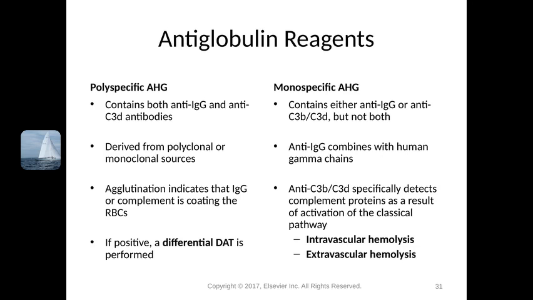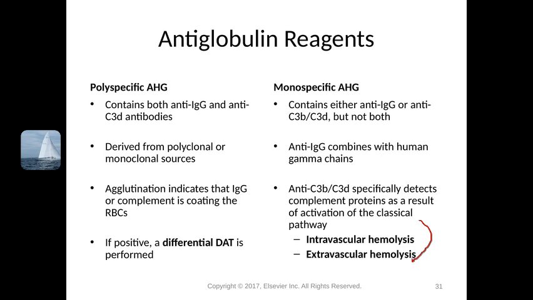So then we need to do a differential DAT. So a differential DAT utilizes a monospecific AHG. So we will test the anti-IgG and anti-complement separately. So they'll have an anti-IgG reagent and an anti-C3b C3d reagent that will test to determine what is binding. So IgG will combine with the human gamma chains, and the complement will actually detect our complement proteins. And this will actually be looking for intravascular and extravascular hemolysis.